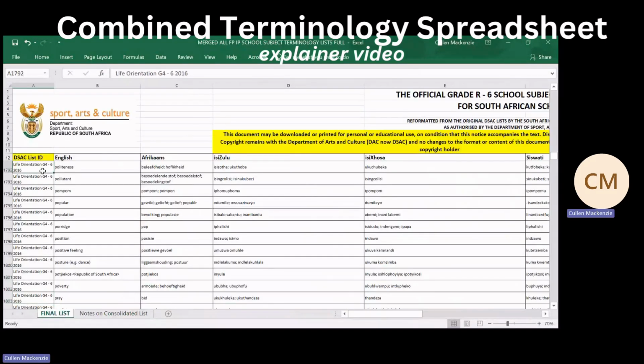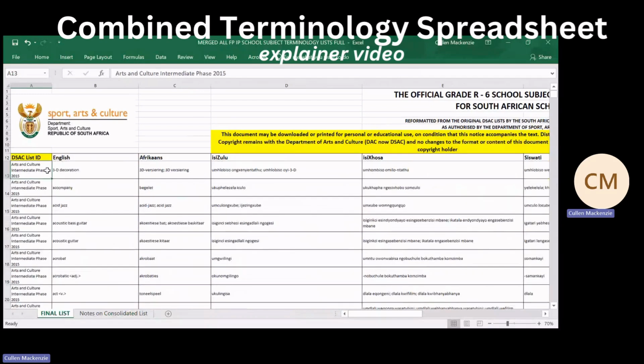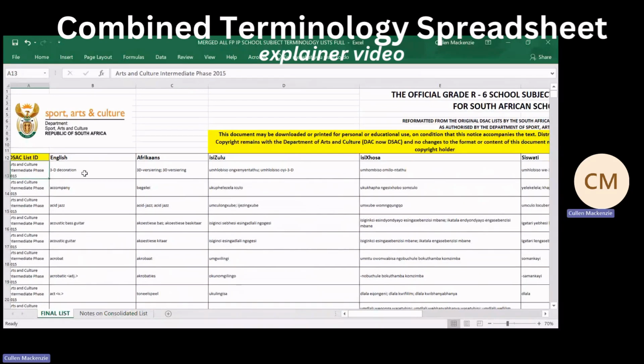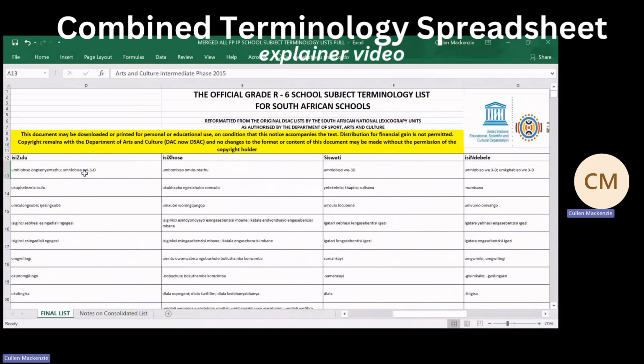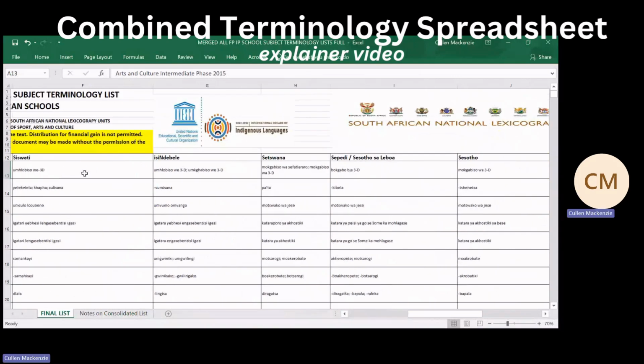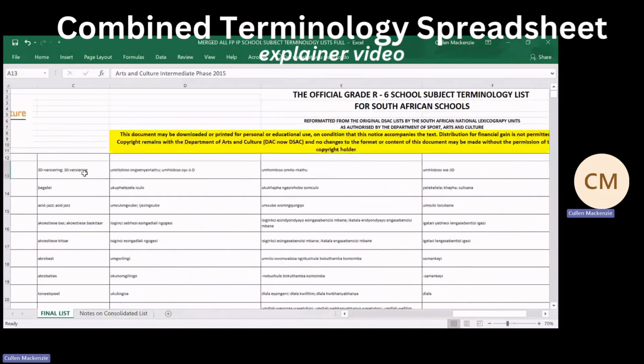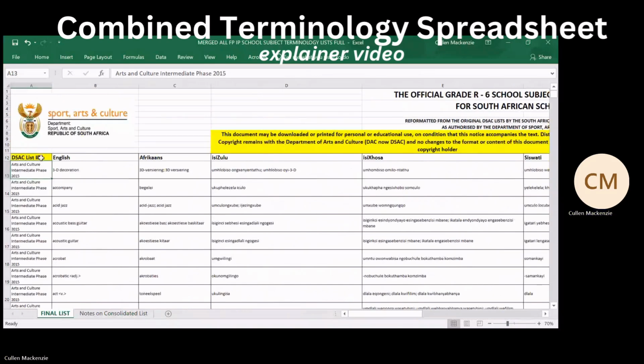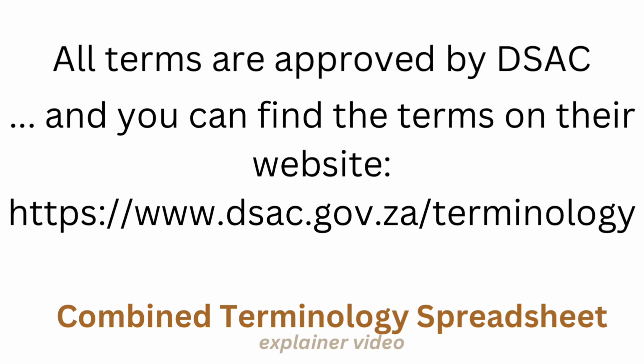In the main or Final List sheet, you will see that there are 12 columns, one for each language, and the first one showing where the terms came from. As we've already mentioned, there are 7 different sources for the terms. Each of these sources is approved by the Department of Sports, Arts and Culture, and the terms were translated by their Languages Services team and checked by subject experts. If you are unsure, you can easily search for the terms online and you will find the original PDF documents produced by the DSAC on their website.